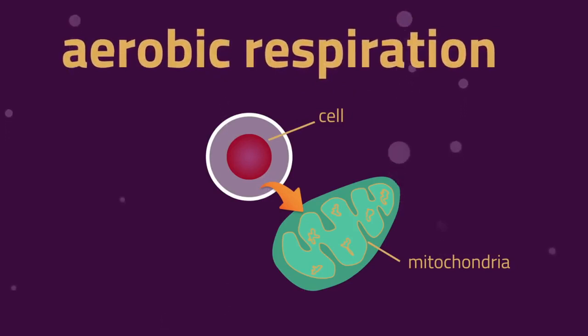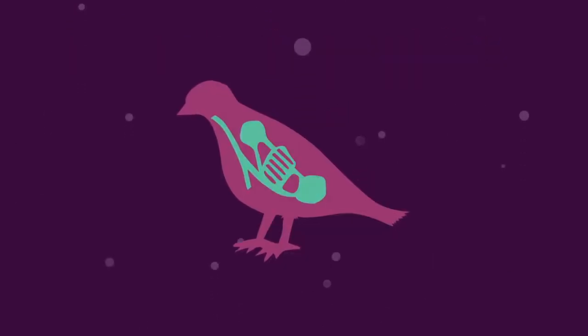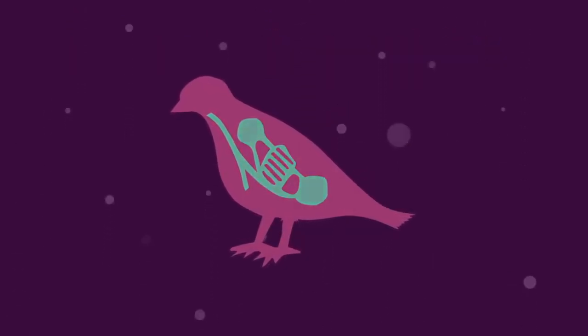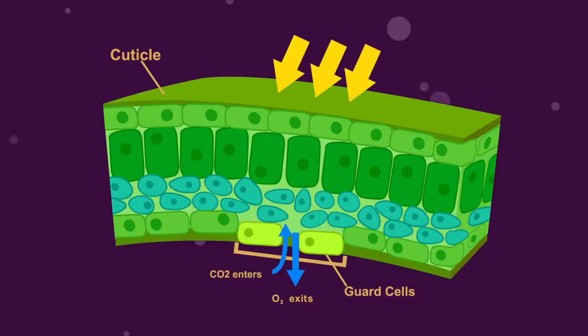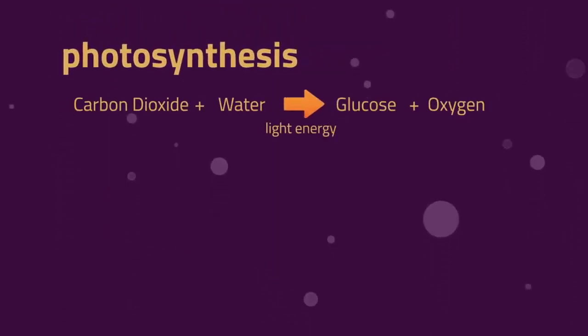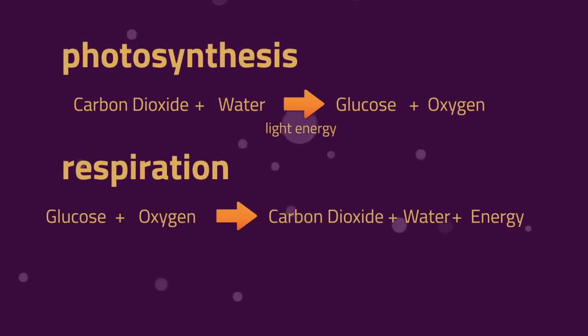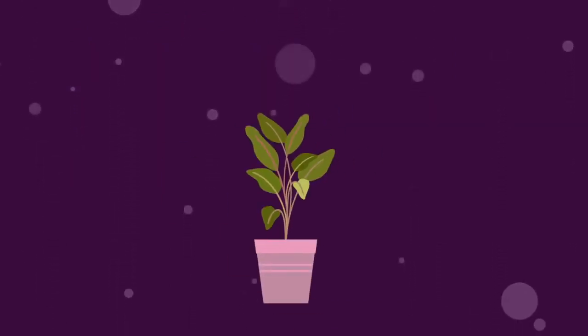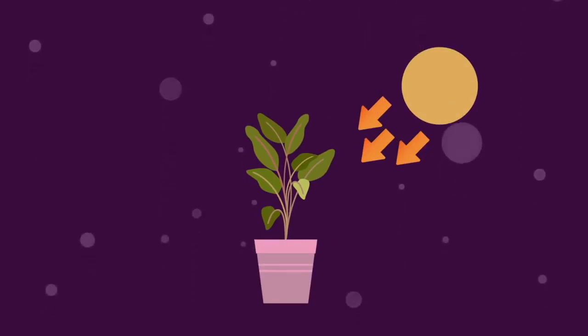Aerobic respiration happens all the time in all cells, usually in the mitochondria. Animals get the oxygen needed from the air through their ventilation systems. Plants get their oxygen from the air through the stomata. Do you remember how photosynthesis works? Compare these two equations. You can hopefully see that aerobic respiration works in the opposite way to photosynthesis. Plants produce their food by photosynthesis and then through respiration release energy from it.